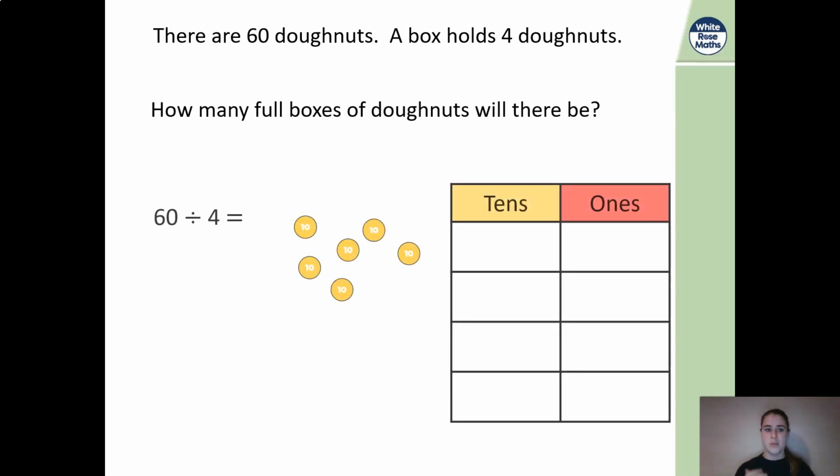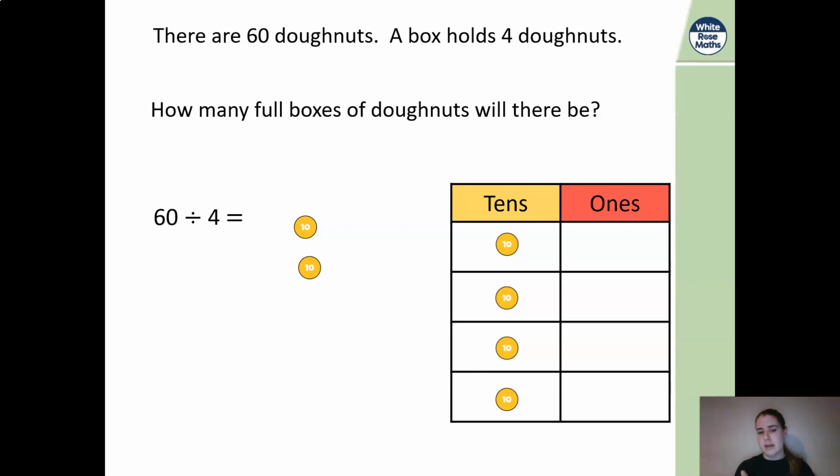So our sum that we're going to be looking at is 60 divided by 4. Because we need to work out how many boxes of those donuts we're going to need. So obviously we're going to partition 60 into our tens. But if I use my place value, I'm dividing by 4. So I only need 4 lots of each of them. So let's move our tens over. So I've got my 4 tens.